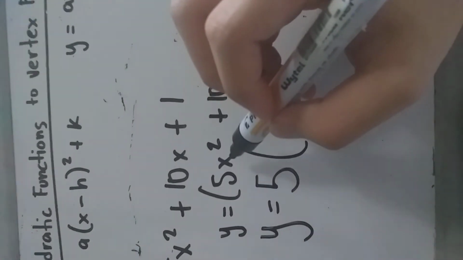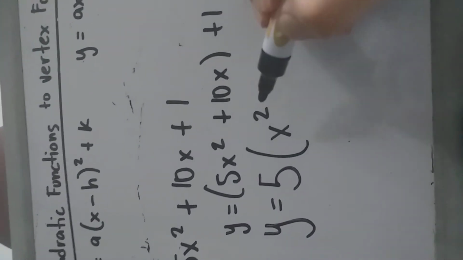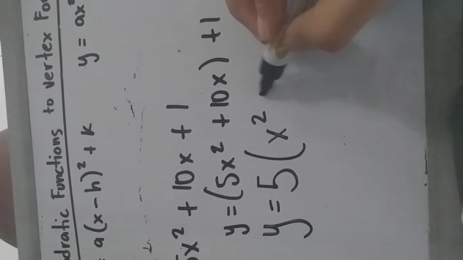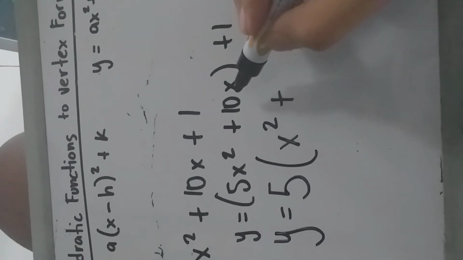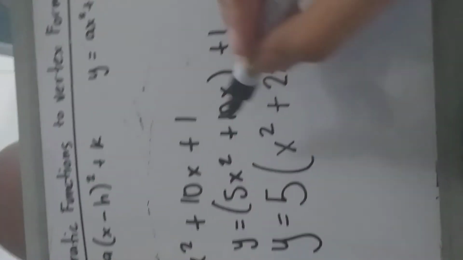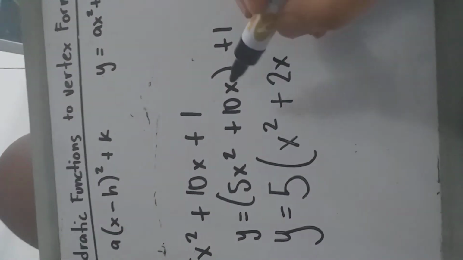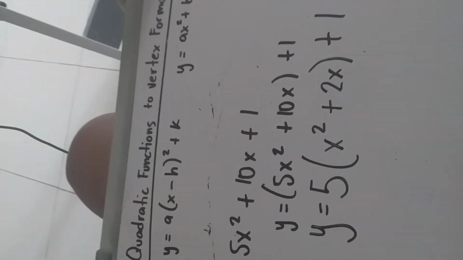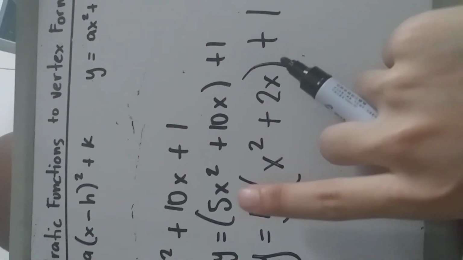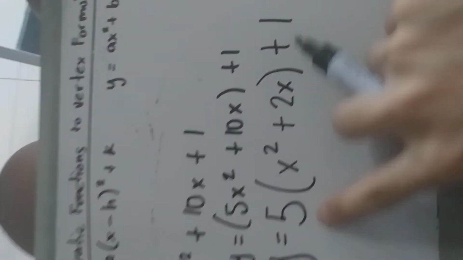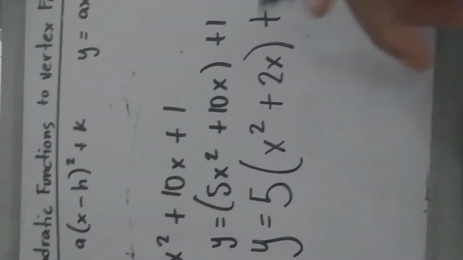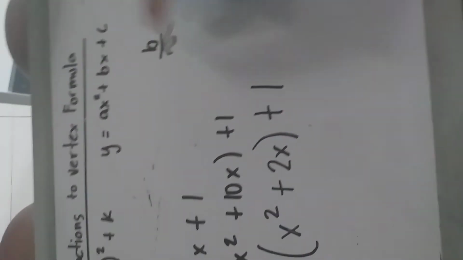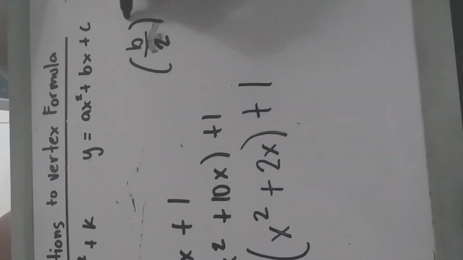So 5x squared divided by 5 is x squared. Why? Because 5 divided by 5 is 1, it becomes 1x squared. So copy the sign. 10x divided by 5 is 2x, because 10 divided by 5 is 2. Then because there's an x, you rewrite the x. Plus 1. Then after that, you do the same thing. Don't look at the 5, don't look at the 1, just look at the parentheses. You do the same thing, the b over 2 squared.